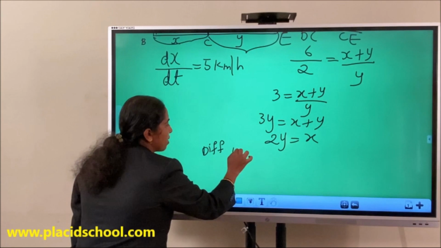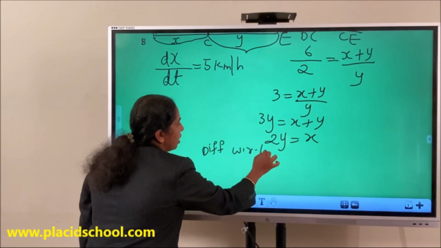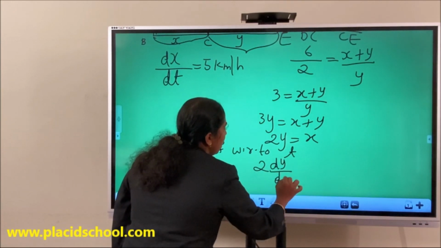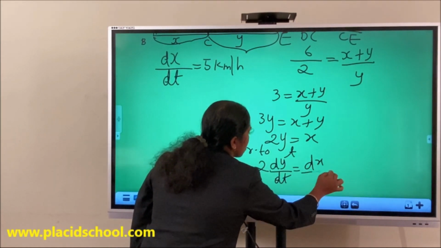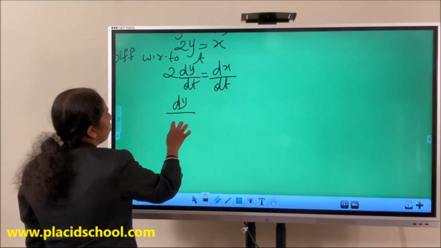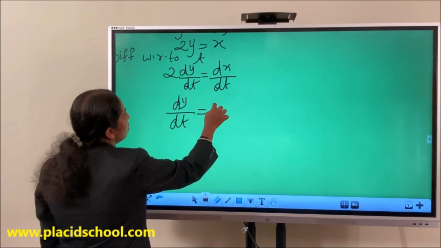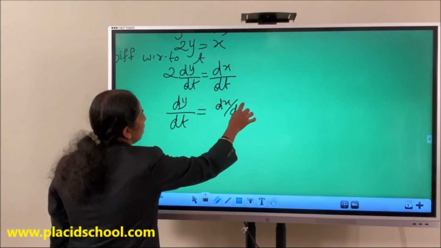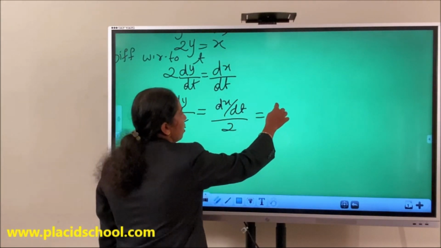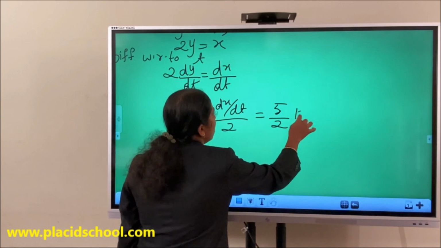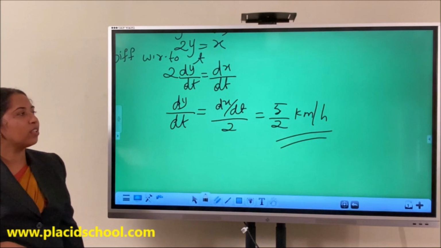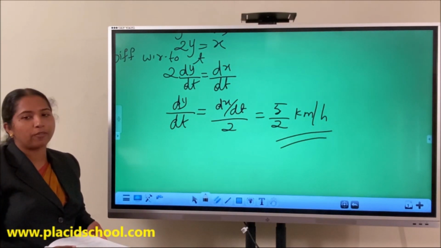Differentiating with respect to t, 2 times dy by dt equal to dx by dt. So dy by dt is equal to dx by dt divided by 2. It is given that dx by dt is 5 km per hour. So this is 5 by 2 km per hour. Therefore, the shadow is changing at the rate of 5 by 2 km per hour.